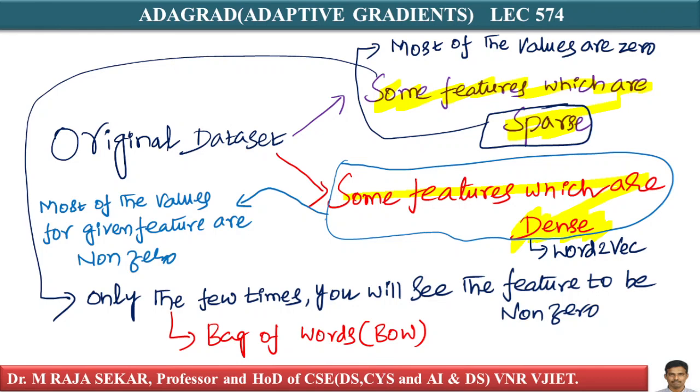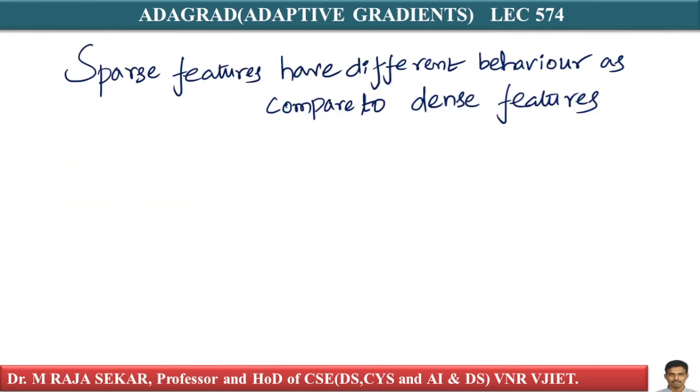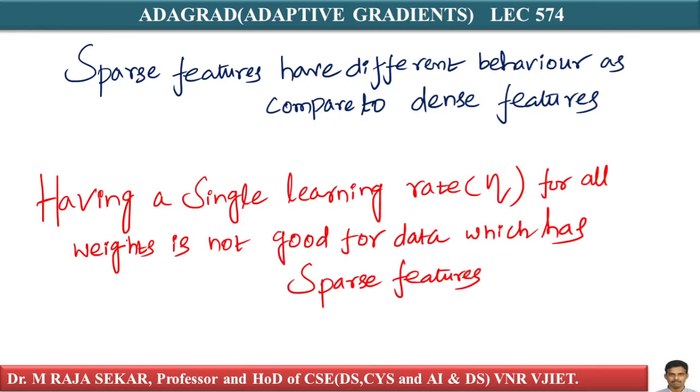So sparse features tend to have different behavior as compared to dense features. So when your data set has sparse features, we already discussed what sparse features are, keeping or having a single learning rate for all of your weights is not good for optimization.